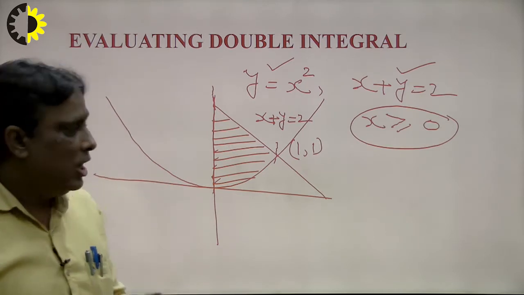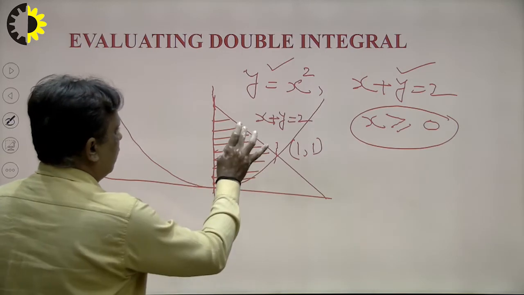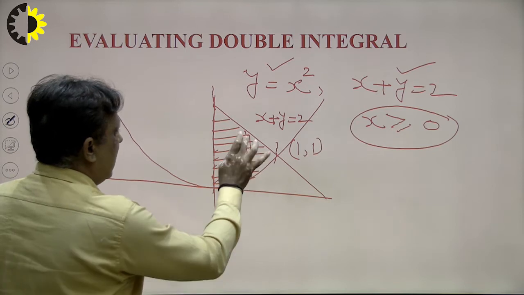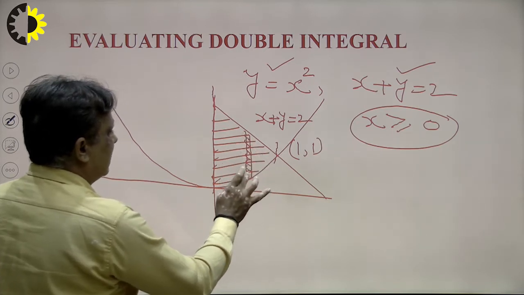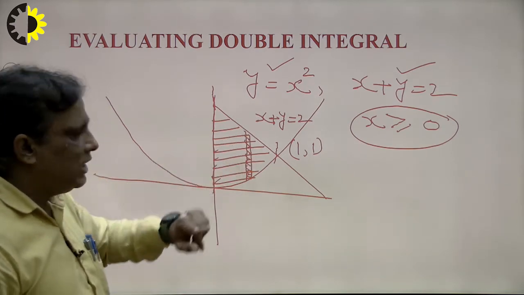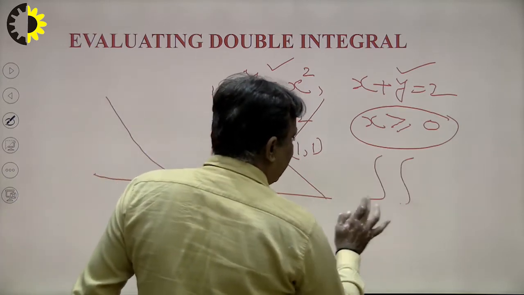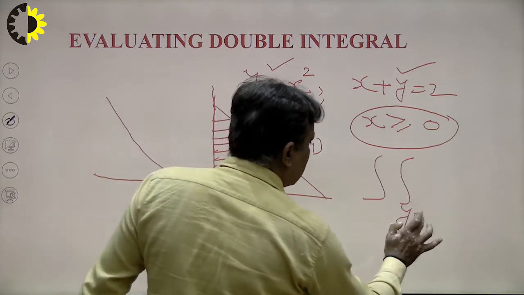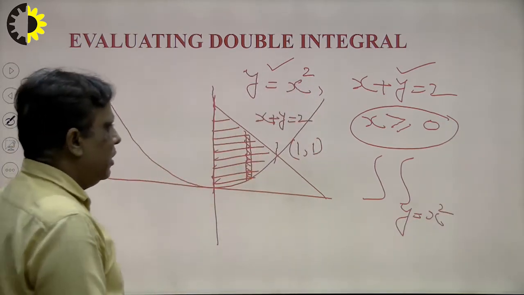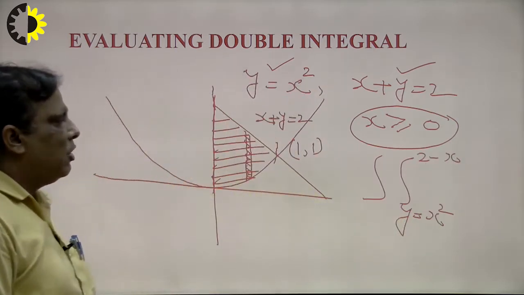Students, listen very carefully. Suppose I want to take the limit of this portion, so I take a strip here. What will be the diagram here? The strip will be this portion, and what is the lower limit? The lower limit is calculated from the parabola and the upper limit is calculated with the help of the straight line. So the limit will be y is equal to x square, and the value of y from the straight line is 2 minus x here.